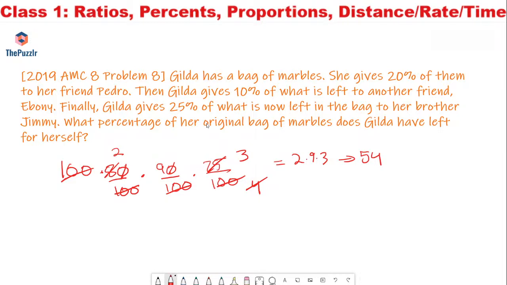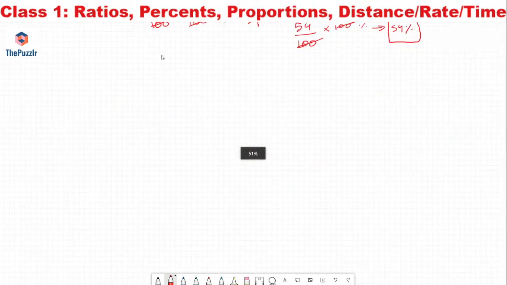And the way you would do that is 54 over the original amount, which is 100. That's our ratio, and since it's a percent, you multiply by 100. So we get 54% as our final answer. You would have gotten the same thing if you used some variable x instead of 100. Let's try the next problem.